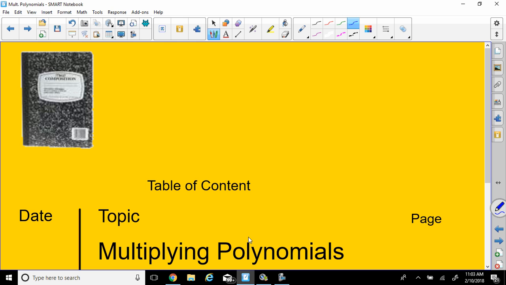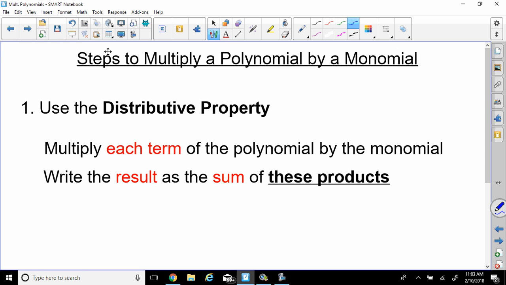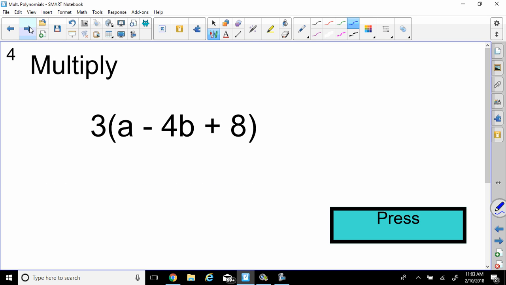We are multiplying polynomials. So the steps to multiplying a polynomial by a monomial use the distributive property. That means we're going to multiply each term of the polynomial by the monomial, and then we're going to write the results as the sum of these products. So let's get into it.